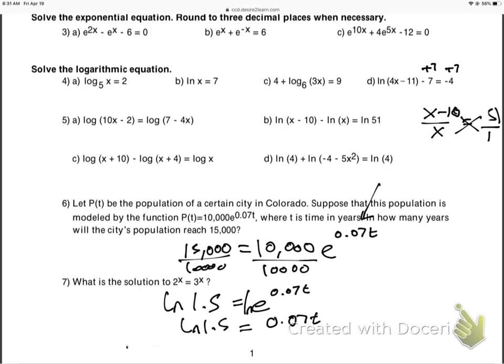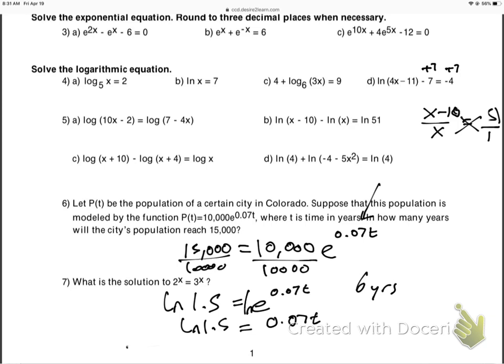Now, I am going to have to get my calculator out and do the natural log. Let's have a look. What is the natural log of 1.5? I get 0.4 divided by 0.07 equals, I get 5.8, or about, if it's whole numbers, 6 years. It takes 6 years to get that if it wants it to a whole number. Okay, and there we go.